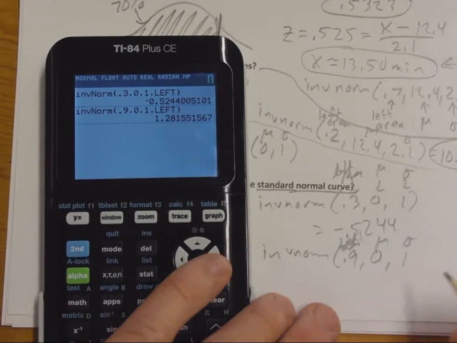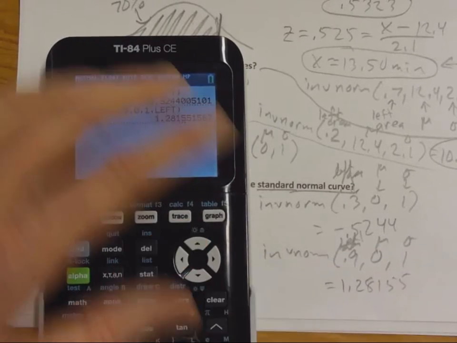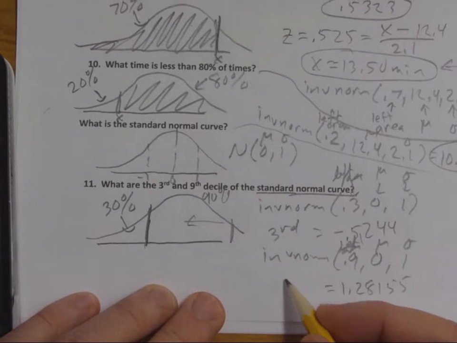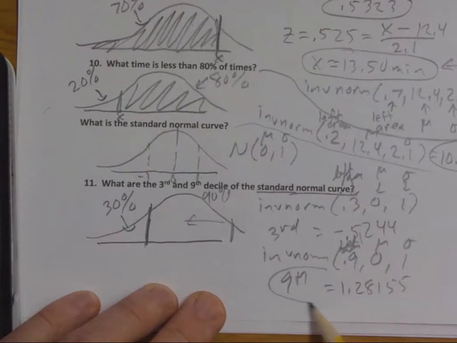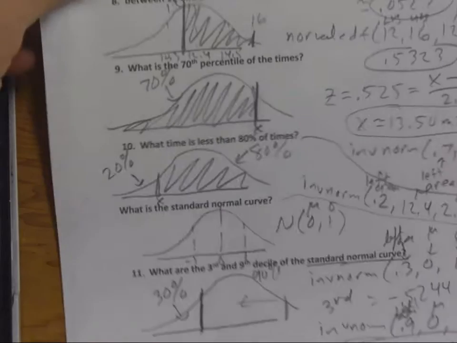And so 1.28. So that's 1.28155. So those are the third and the ninth. So the third and the ninth decile are that. In other words, the ninth decile has a z-score of 1.28. It is 1.28 standard deviations above the mean. Okay, we're almost there.